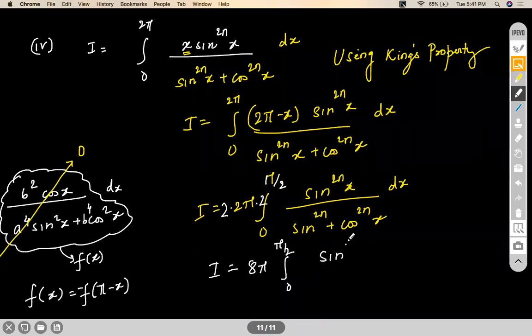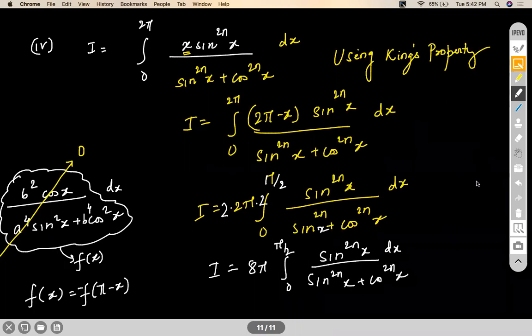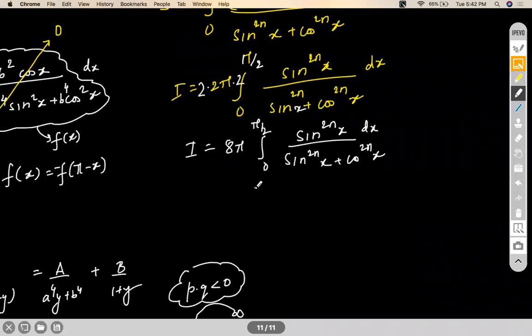Now, I think this is something which you all know how to deal with. Again, King's property. So apply King's property again.